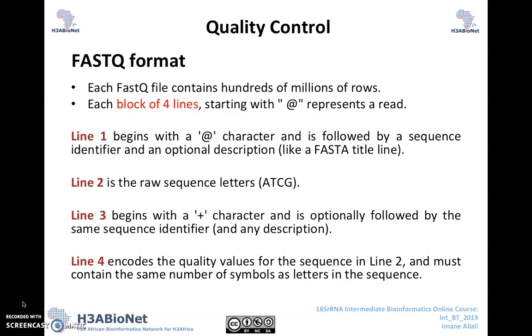Line 2 is the raw sequence letters. It's A, T, C, and G. Line 3 begins with a plus character, and it's optionally followed by the same sequence identifier. Line 4 encodes the quality values for the sequence in line 2 and must contain the same number of samples as letters in the sequence.